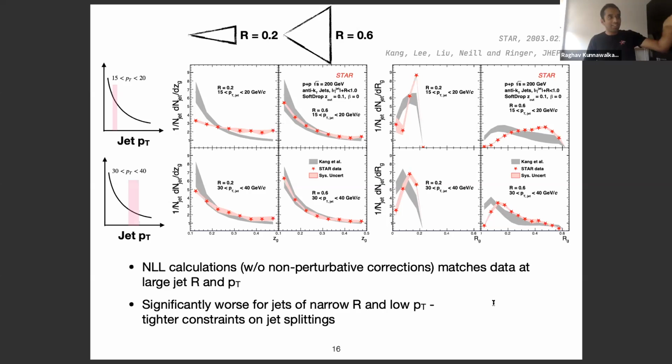So you see the regions where the calculation from QCD breaks down, right? If you go to higher jet radius, higher PT, you can describe both the Z and the RG, right? The distributions are a little bit different, but this is an incredible comparison, knowing that you don't have any non-perturbative corrections in the theory here. But as you go to lower radius, lower PT, you have significant breakdown of the comparison between the data and your theory. The data is not following this 1/Z shape anymore. It's flat at the lower jet radius.